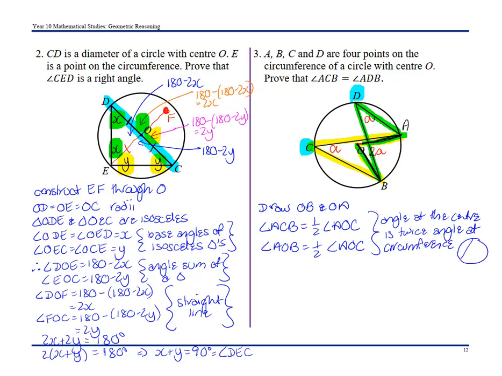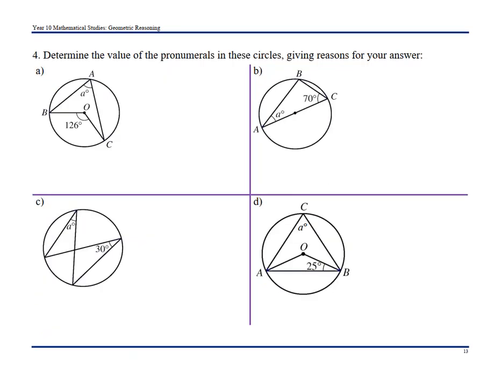And our code for that, if we want to do, oops, that's a bit dodgy. Our code for that is that one. Okay, so therefore, angle OCB has to equal angle ADB. Okay, I'm just thinking I could have, yeah, that's fine. We'll leave it at that. So let's look at just applying these theorems. So here, determine the value of the angles in these circles, giving reasons for your answers.